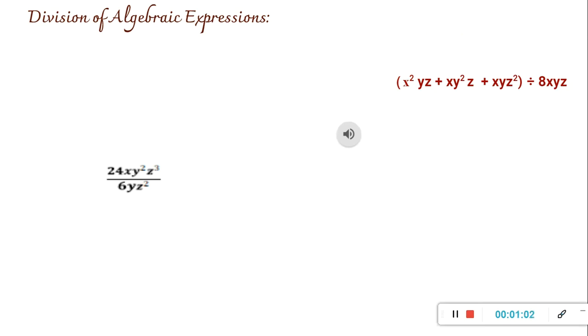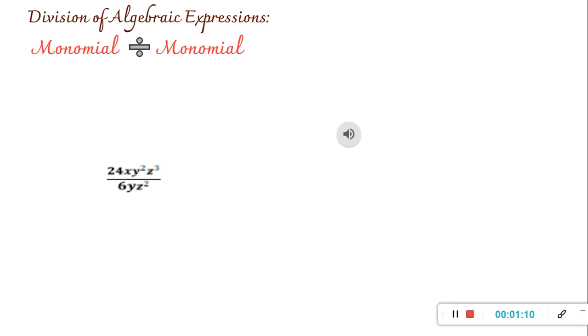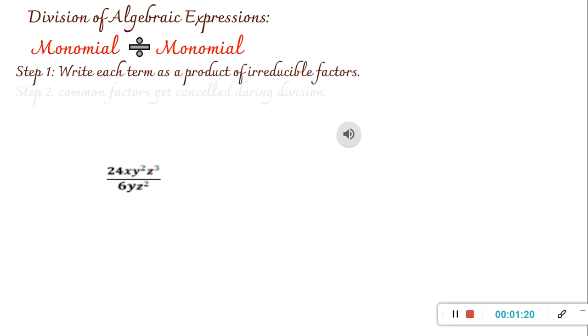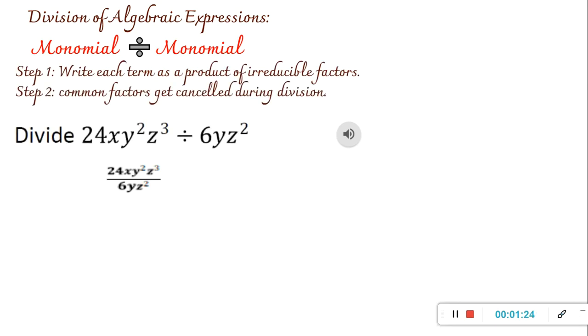First we start with the simple ones. We will start with a monomial divided by a monomial. As we all know, a monomial is an algebraic expression with one term. Here are the steps we will follow with one example. The example that we have taken is 24xy square z cube, which is a monomial, divided by 6yz square, which is again a monomial.